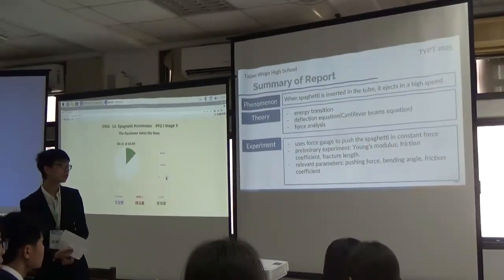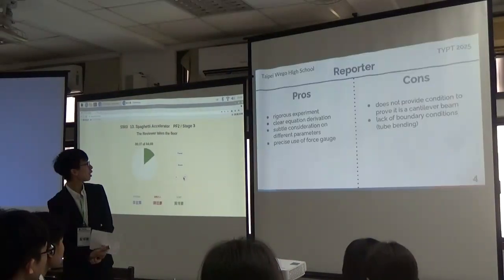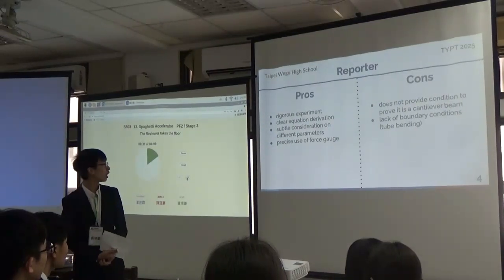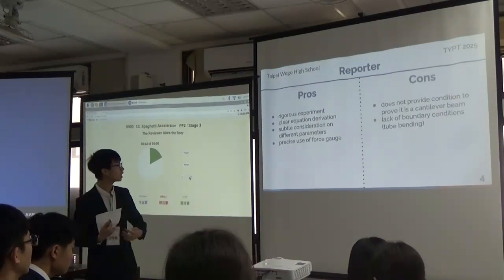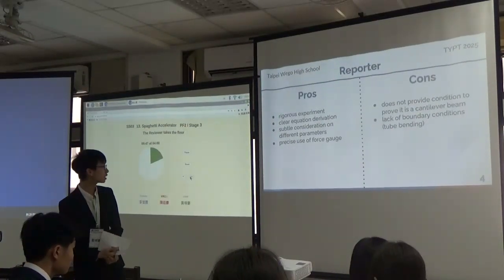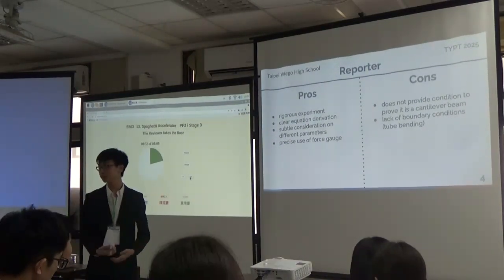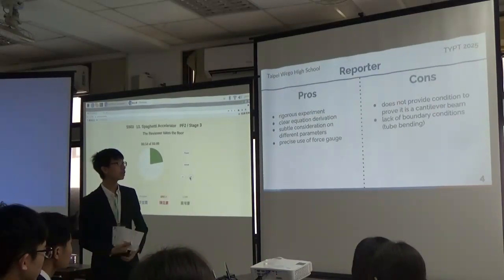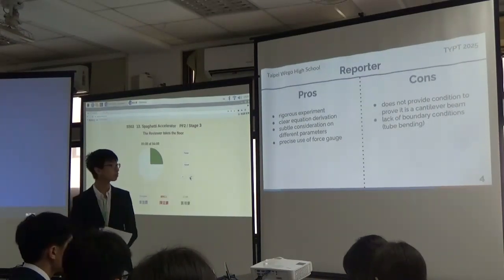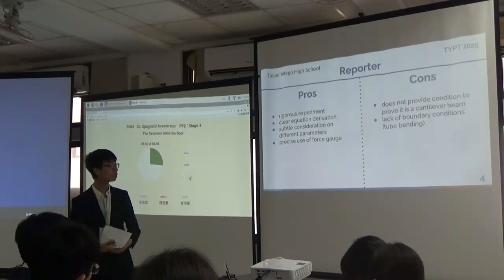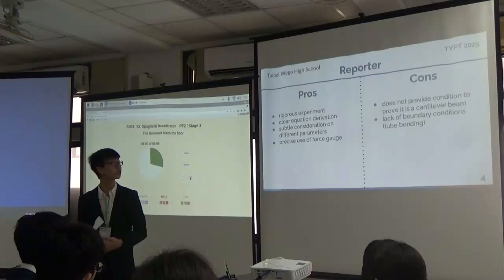And for the preliminary experiment, they talked about Young's modulus, friction coefficient, and fracture length. And for the pros and cons of the reporter, the reporter has conducted rigorous experiments, has done clear equation derivation and subtle consideration of different parameters, and also has a precise use of the force gauge, which I believe is a good parameter. And for the cons, they do not provide conditions to prove that it can be leveraged, as I stated in my question, and they lack boundary conditions stating under what conditions the spaghetti can be launched.